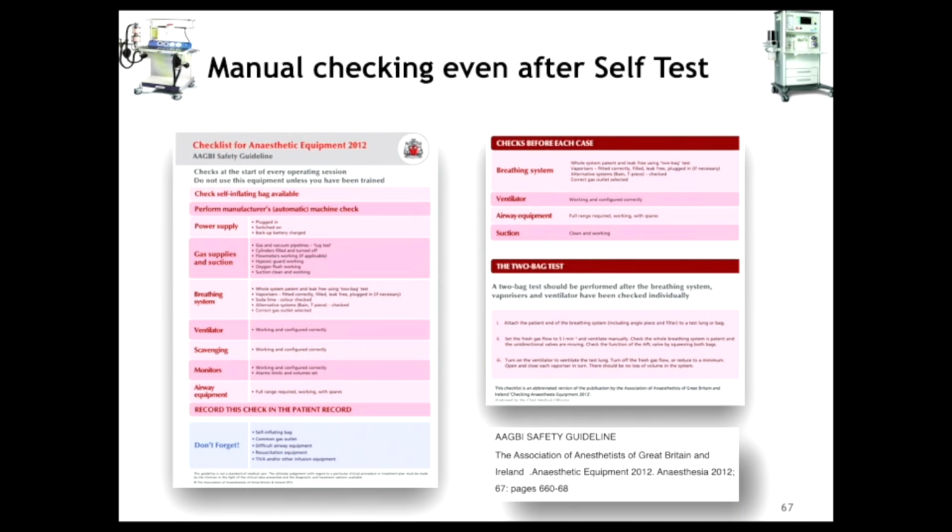And the AGBI guideline has come out with manual checking even after the self-test. They have very clearly identified it. We will discuss that when we discuss the machine part. But there is one very important two-bag test which I'll show you how to do. It is a very simple and easy method to identify the leak in the system, at least a gross leak.